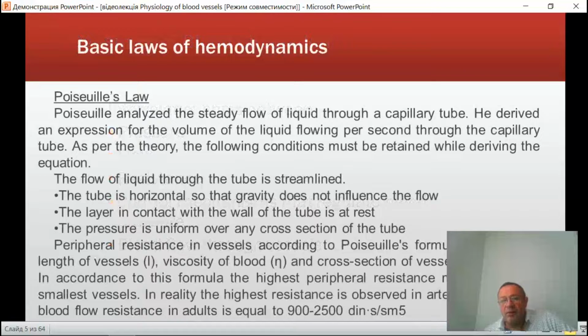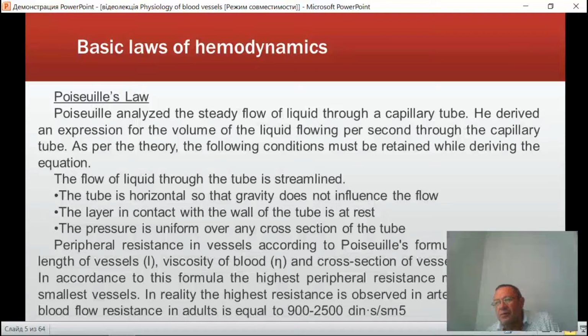Basic laws of hemodynamics. Poiseuille's law. Poiseuille analyzed the flow of liquid through a capillary tube. He derived an expression for the volume of the liquid flowing per second through the capillary tube.